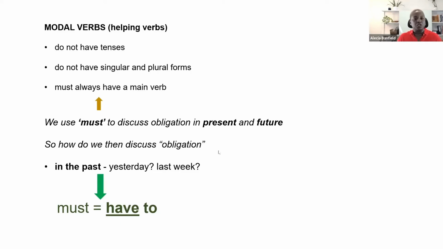So then how do we talk about obligation in the past? Say yesterday or last week. Well, as it so happens, there is another verb phrase that means exactly the same as must, and that is have to. And have, as you know, is a normal verb in English that changes depending on present or past, singular or plural.